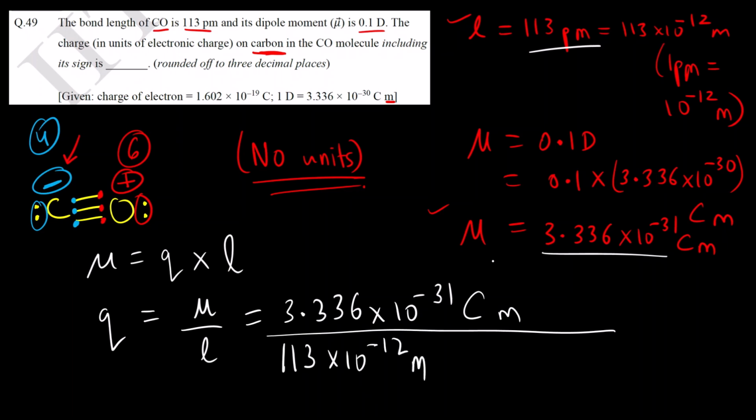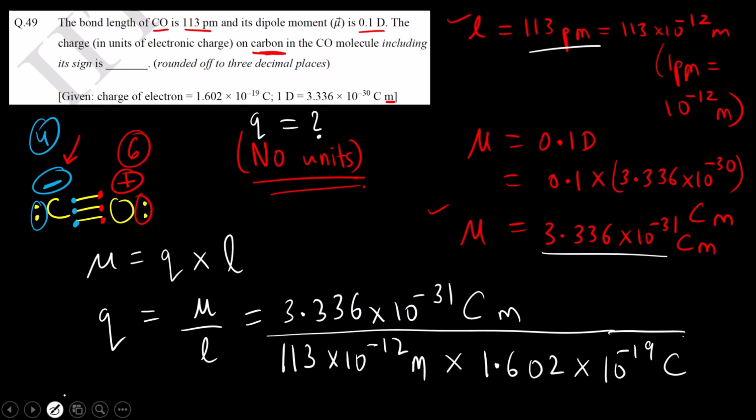Now if you see the final units, the unit will be coulomb. But we want the charge, and we know it has no units. So what we do? We divide it by the charge of one single electron. That is why they have given the value of charge of one electron, 1.602 into 10 raised to minus 19 coulomb. Okay, why have I divided this? Now if you see the units, coulomb gets cancelled, meter also gets cancelled. So now it is unitless.